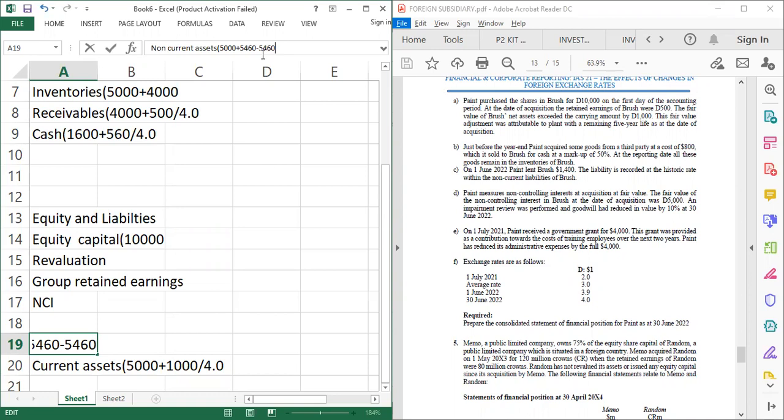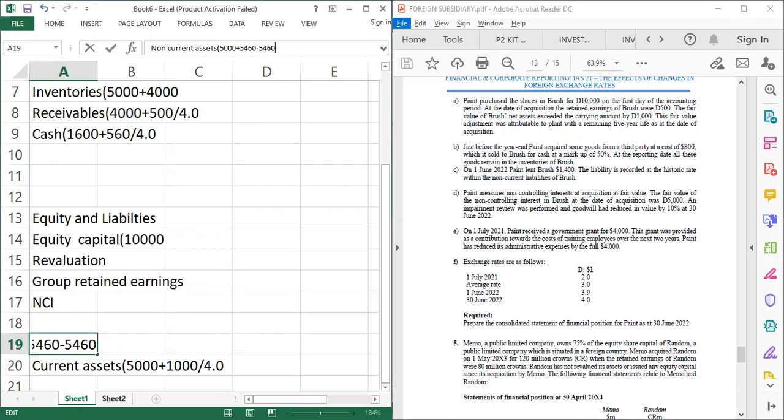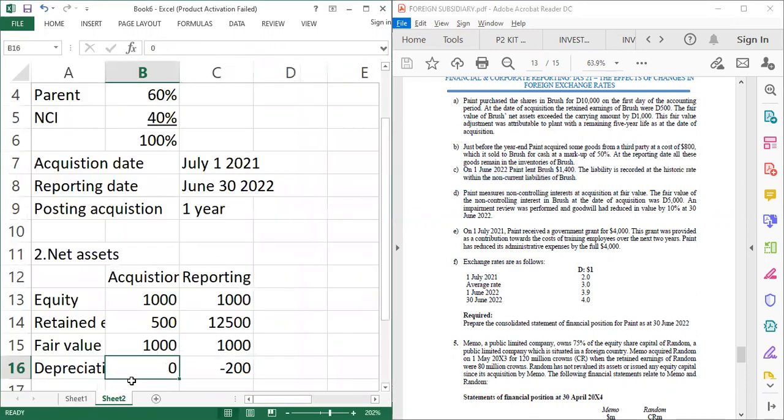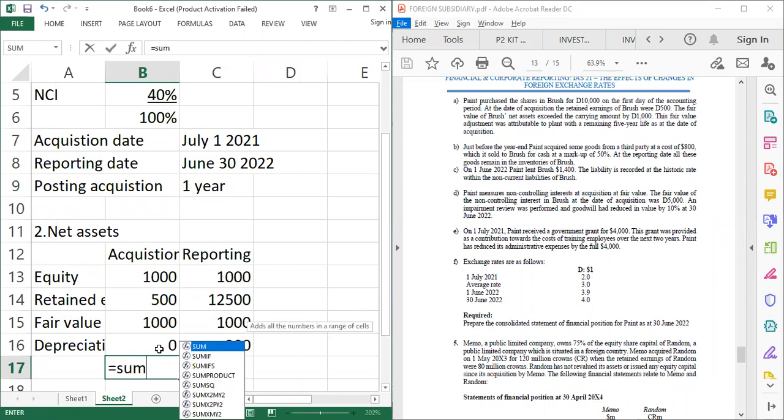All right. So we are done with the loan. Let's now close our net assets. So the net asset, nothing will come. There won't be any adjustment again. So let's look at the net asset at acquisition. So we have some of this.